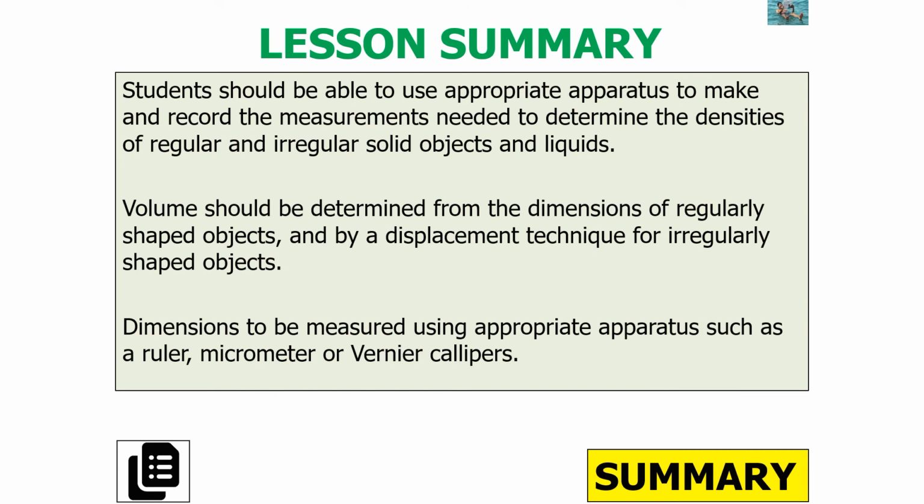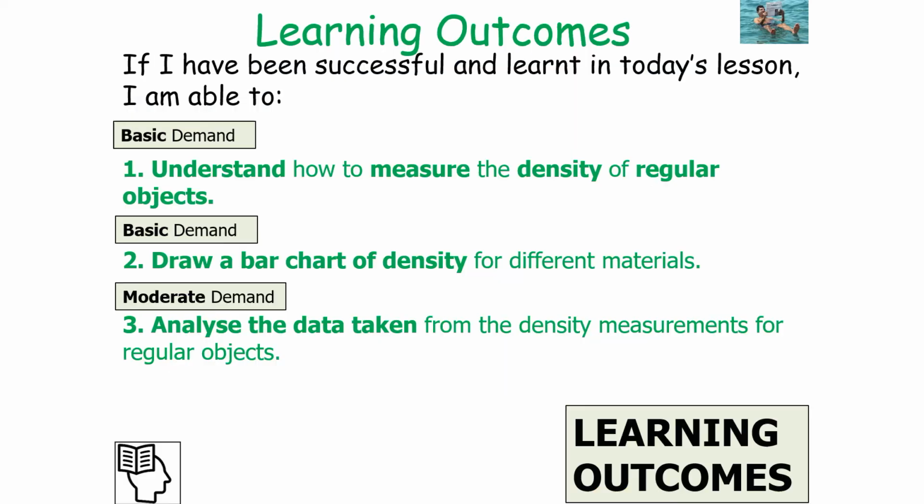So in theory, what you'll be able to do in today's lesson, you should be able to use appropriate apparatus to make and record measurements needed to determine the density of a regular solid object. Now the volume should be determined from the dimensions of a regularly shaped object, and dimensions are to be measured with appropriate apparatus such as a ruler, a micrometer or a Vernier Caliper.